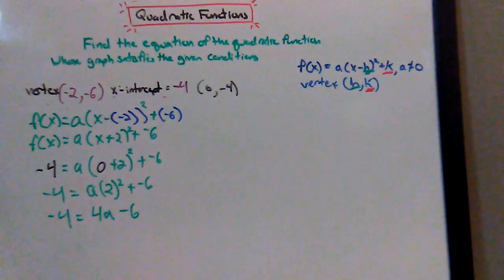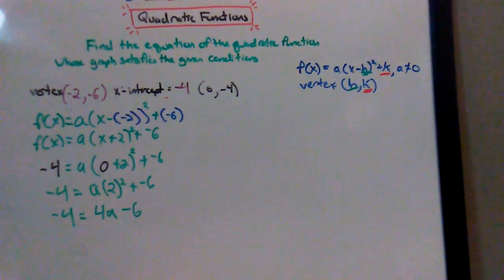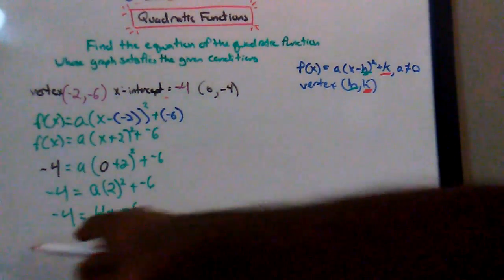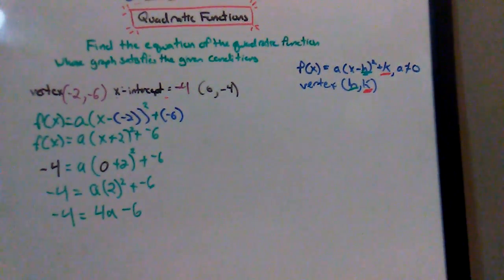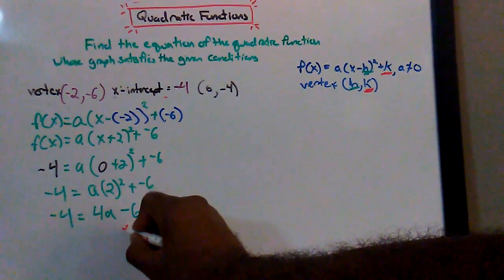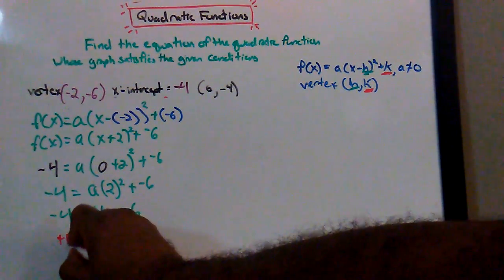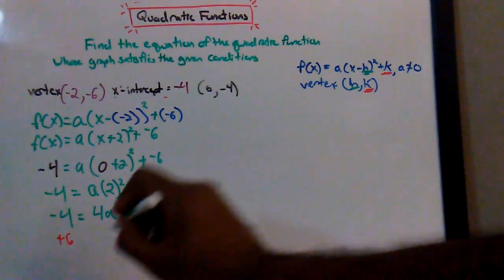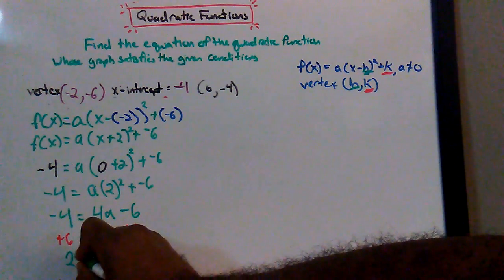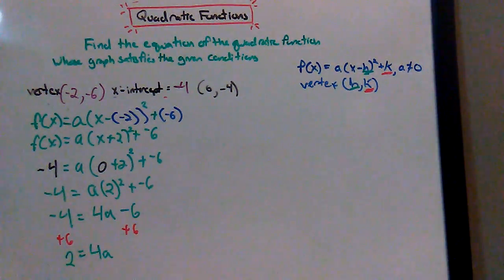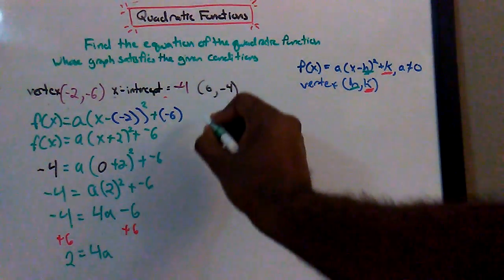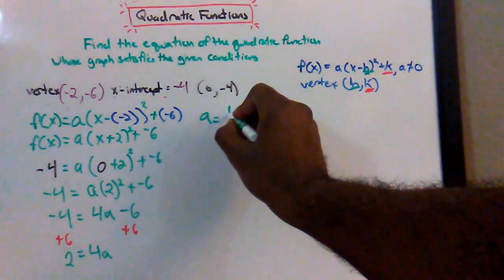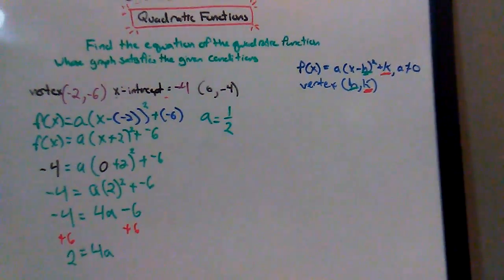Okay, solve this bottom one. So how do we properly move this 6 over? We have to do what? Opposite operation. So add, subtract, multiply. We're going to add 6 to both sides. So 0 plus 6 is what? 6 is equal to 4a. So if 6 is equal to 4a, divide both sides by 4. A equals 3/2, right?